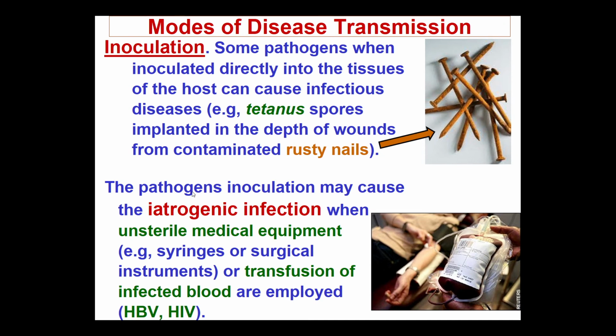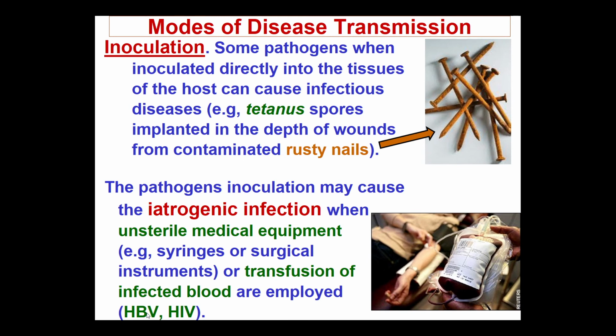The inoculated pathogens may cause so-called iatrogenic infections. Iatrogenic infections occur when sterile medical equipment, for example syringes, or transfusion of affected blood, are employed.